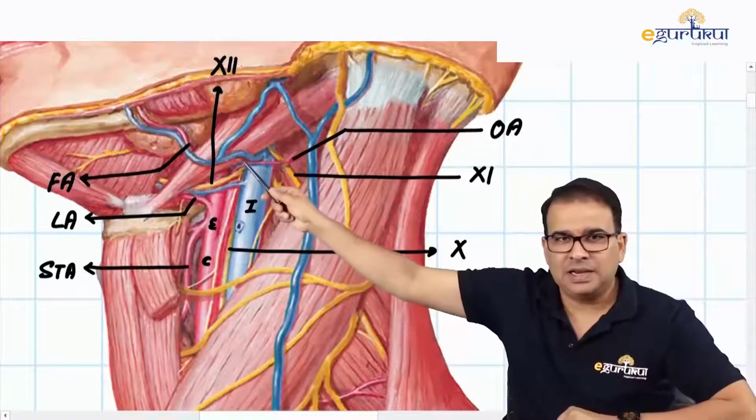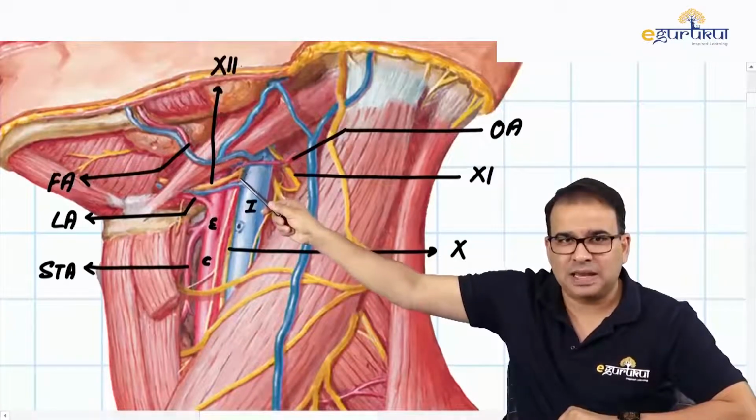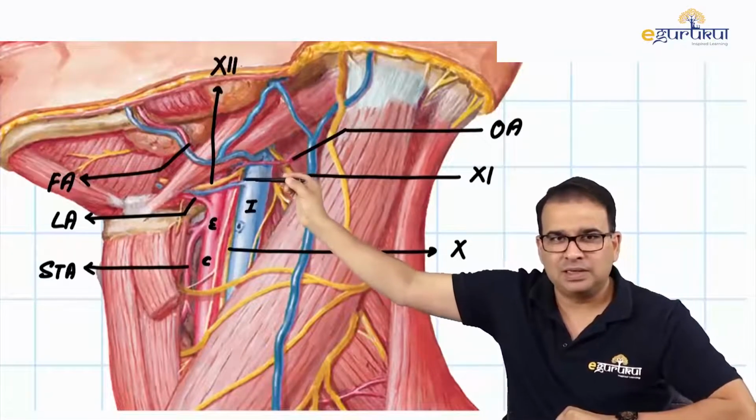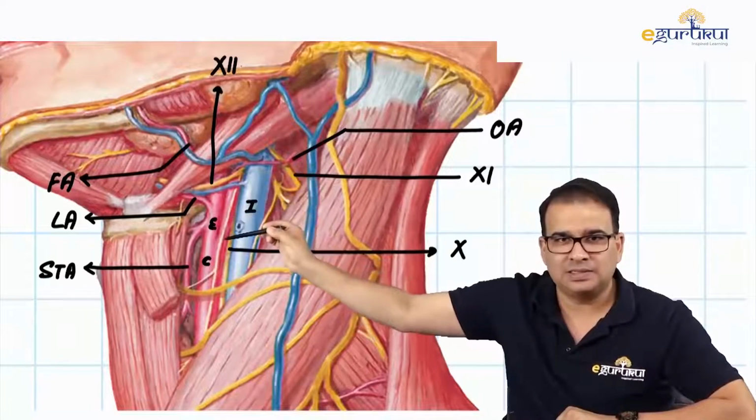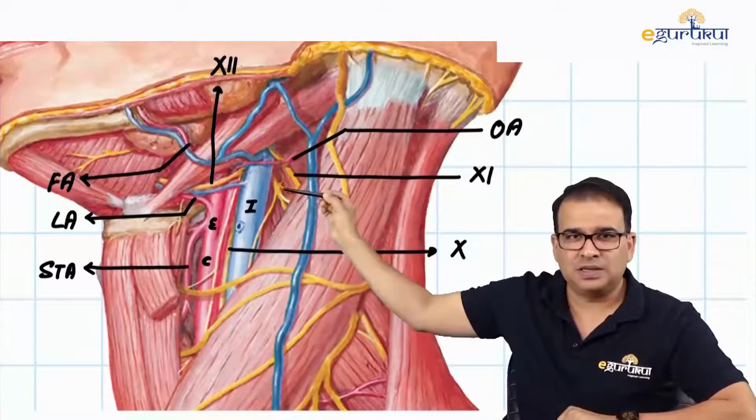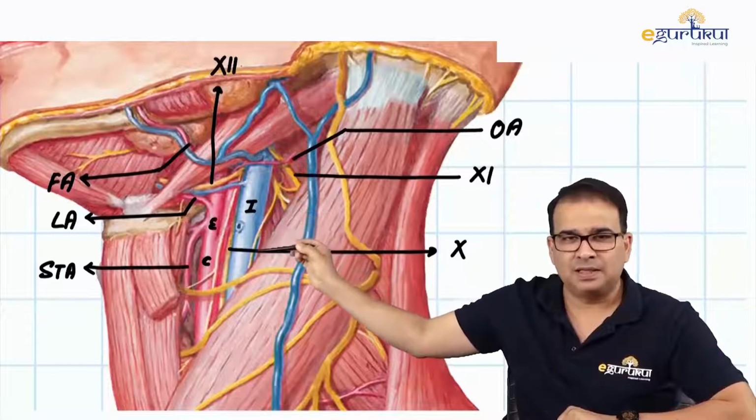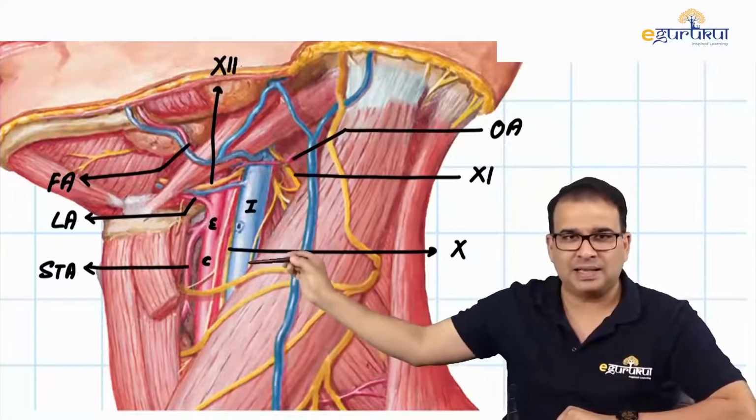And look at the descending branch from the hypoglossal nerve, that is descendens hypoglossi. Guys, look at my marker here. That's descendens hypoglossi coming down. Look at that. That's descendens hypoglossi. And this one here is descendens cervicalis. And together they make a loop which is called ansa cervicalis.